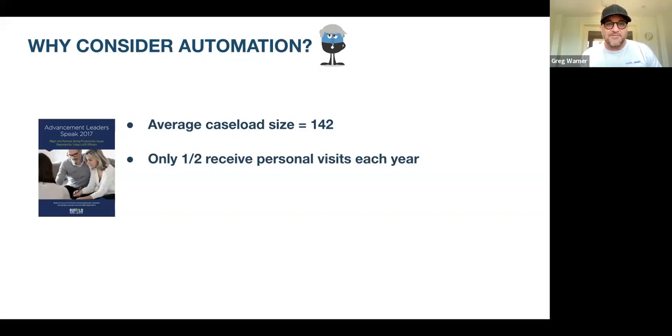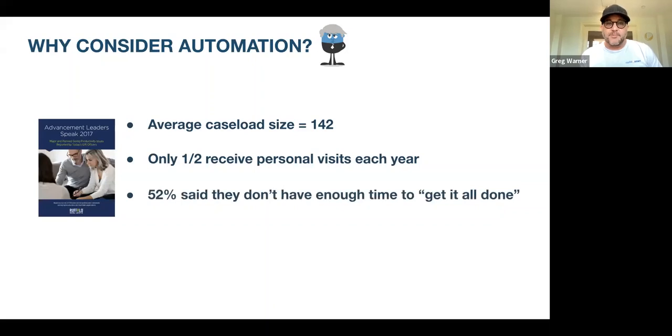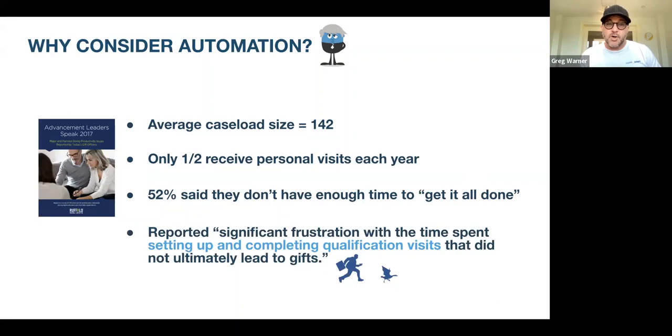So that's leaving half not visited. The problem is that 52% of fundraisers, gift officers, said that they just simply don't have enough time to get it all done. There's of course much more in the report, but that's the reason. They're assigned these people, but they don't have enough time to get to them. They also reported significant frustration with the time they have to spend setting up and completing qualification visits that don't ultimately lead to gifts. I'm going to get to this a little deeper about halfway through this.